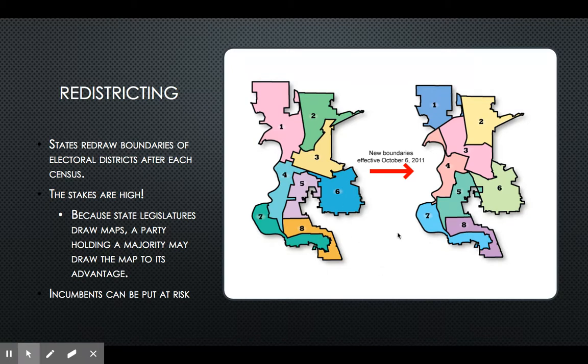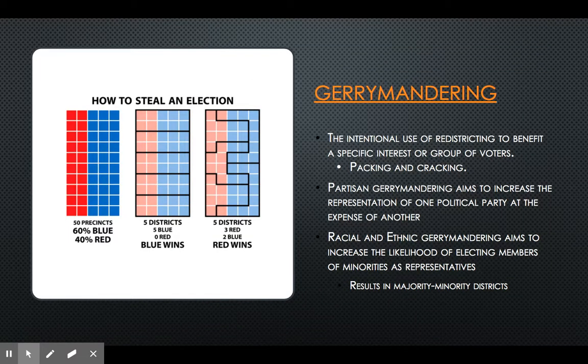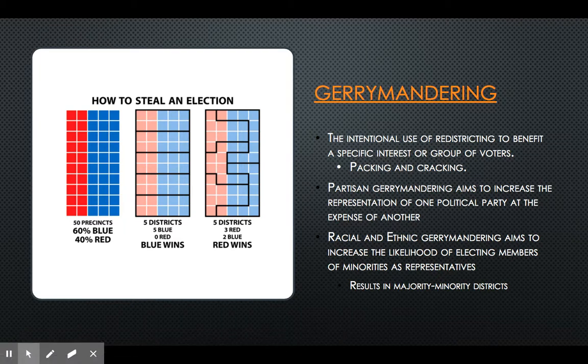But this here is an example of redistricting. You can look at the boundaries here for each district. They're numbered. And then after the census and redistricting, you can look at the new boundaries and how it has changed. Okay? So a good example of redistricting here. So let's talk a little bit more about gerrymandering. There is a video linked here if you want to click on it and watch a little bit more, because I think that this can be a difficult concept to understand.